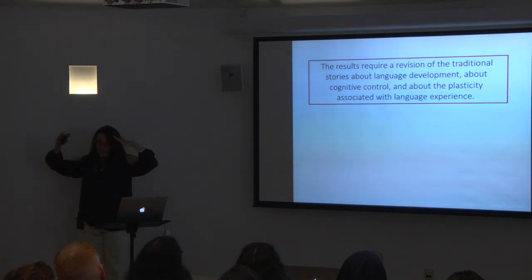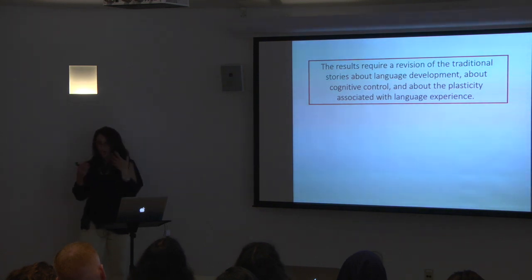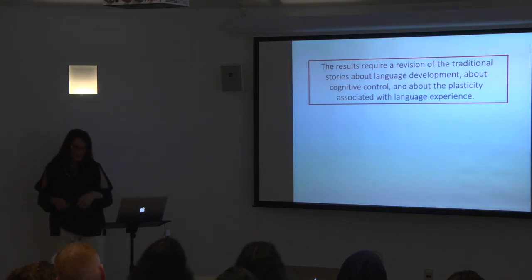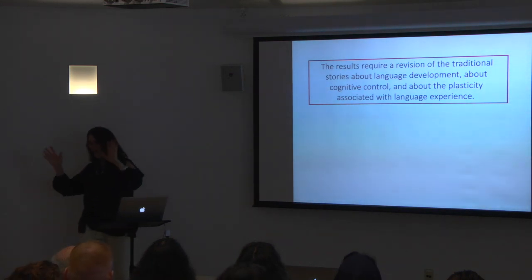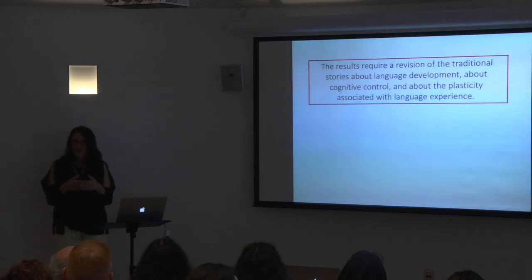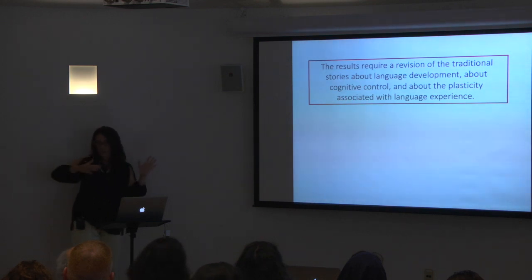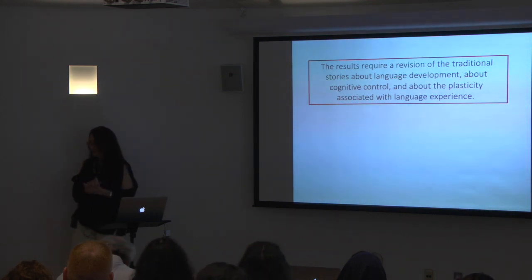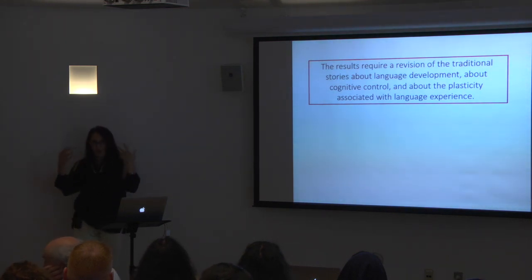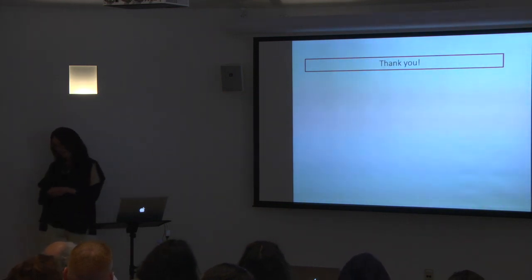And the big lesson here is that these results require a revision of the traditional story about language development, the idea that you cannot learn a second language well after the critical period, because in fact that's not the case, people actually are able to become proficient in a second language. Not only that, the system is so open to influence from the second language that you actually see changes in the first language. And you wouldn't expect to see this if there were hard constraints on when and how languages are acquired. And with that, I thank you very much.